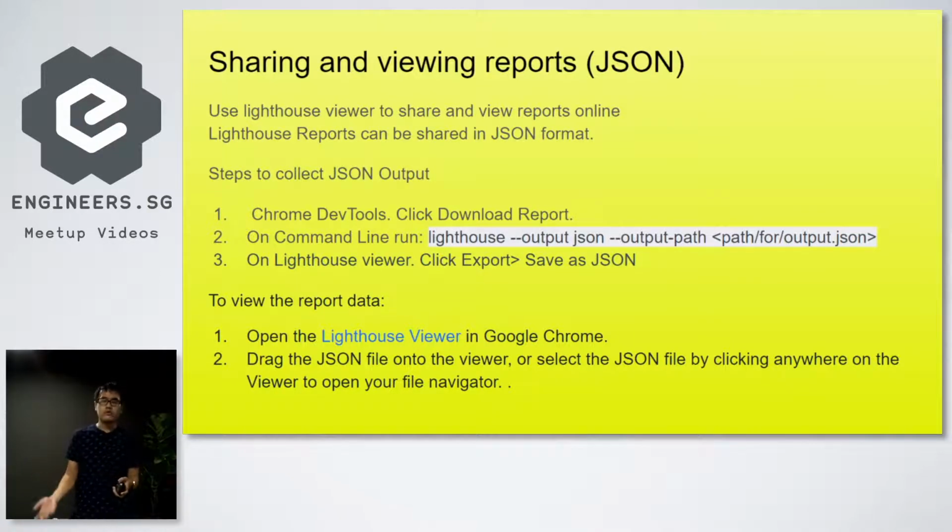So how do we view the report data? First, we go to the Lighthouse Viewer on Google Chrome, and then we attach the JSON file onto the Viewer, or we can click on the Viewer to insert the JSON file.